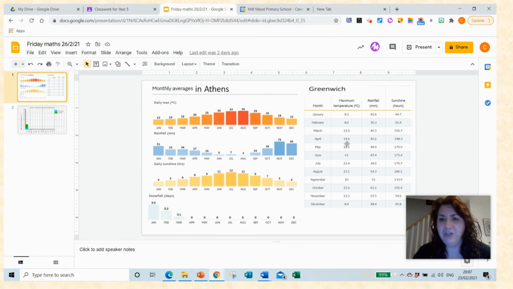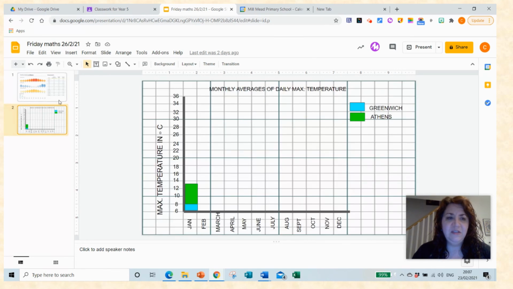With the Greenwich temperature, I'd like you to round it to the nearest whole number. If it's 0.1, 2, 3, or 4, you're going to round down, but remember to stick to the one you're already on. If it's 5, 6, 7, 8, or 9, you round up to the next number. Take the lowest temperature each time, which is always Greenwich, and complete that bar. Then the higher temperature, which is Athens, will go on top of it up to the right level.